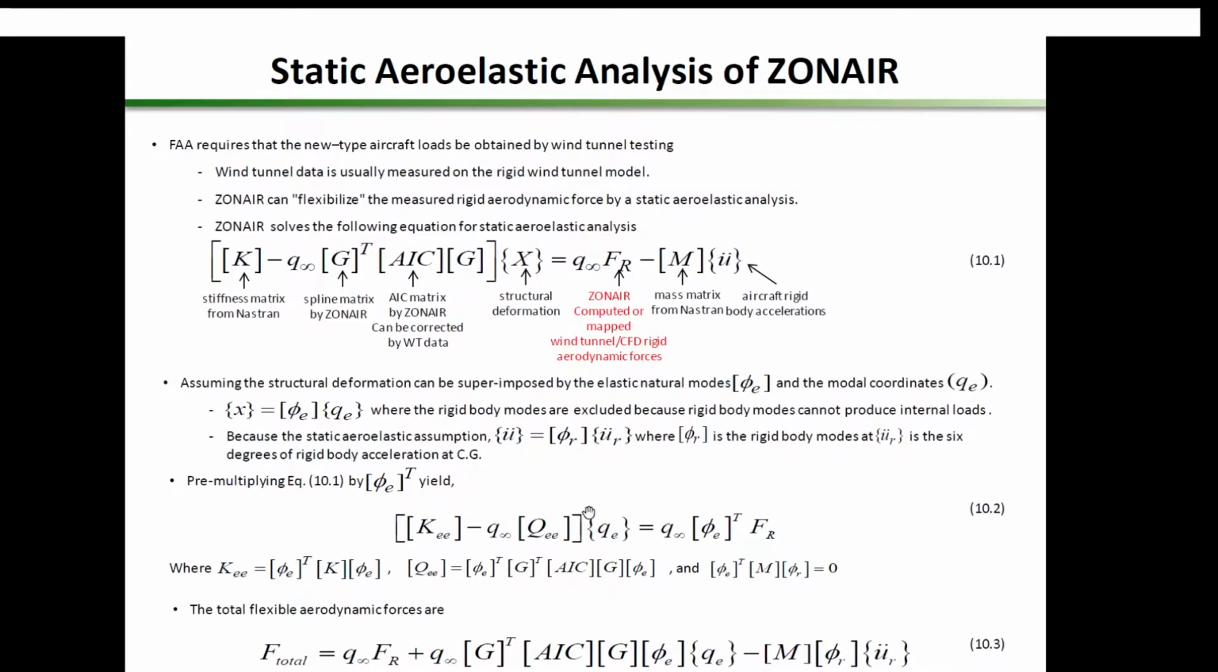Then from this equation, if we invert this matrix, we can solve for Q sub E. Then we substitute Q sub E into this equation, and we can compute the total flexible aerodynamic forces. And this is the forces on the rigid aircraft, and this is the forces due to the incremental static aeroelastic forces, and this is the initial force.